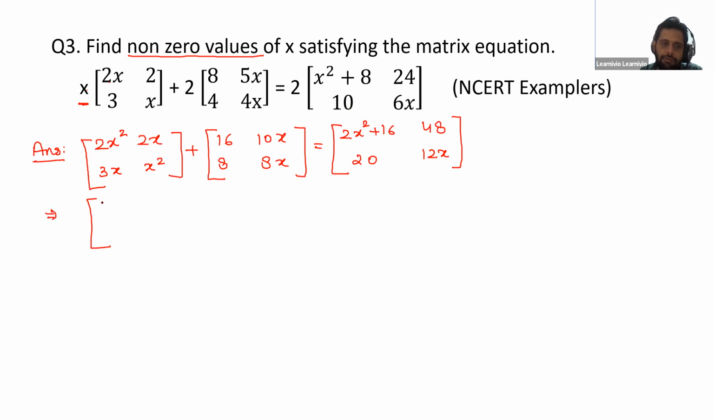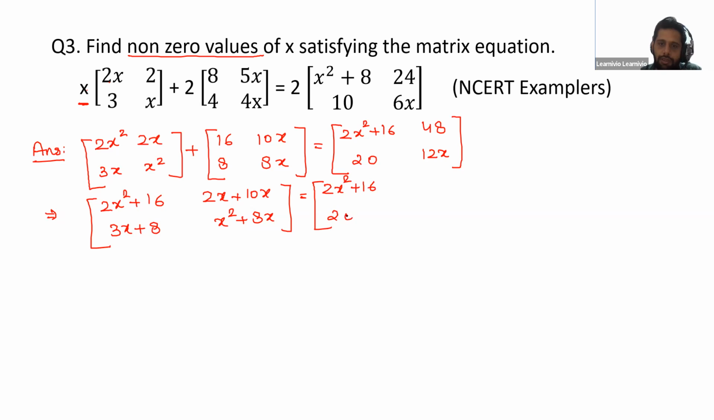Now add these two. So you will get 2x squared plus 16. Here you will get 2x plus 10x. Here you will get 3x plus 8. And here you will get x squared plus 8x. So this will be equal to 2x squared plus 16. This is 20. This is 48. And this is 12. Okay. Now equate the elements. First with this. Now what we are getting here, 2x squared plus 16. Okay. So this is equal.